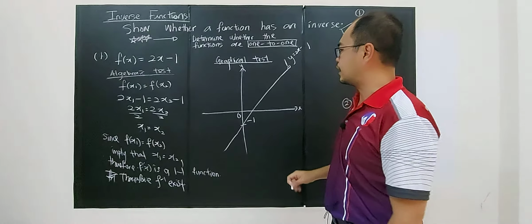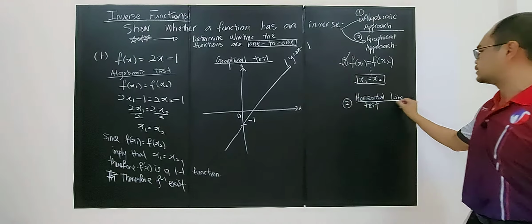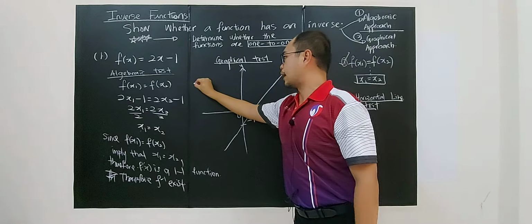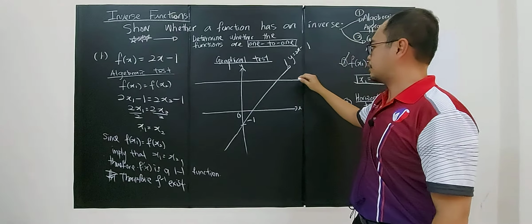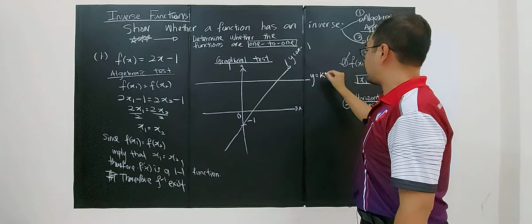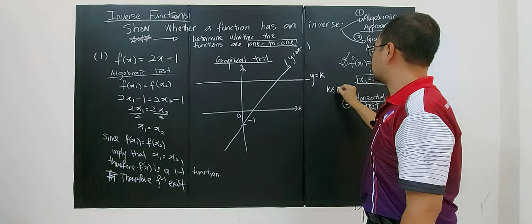If you observe the horizontal line test here, I draw a straight line, and I name it y equals k, where k can be any value.